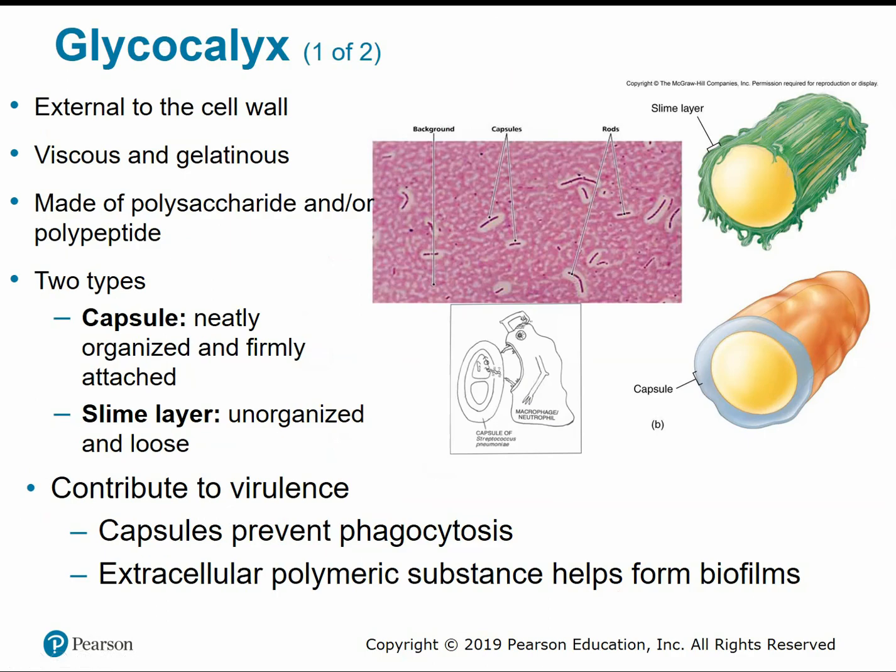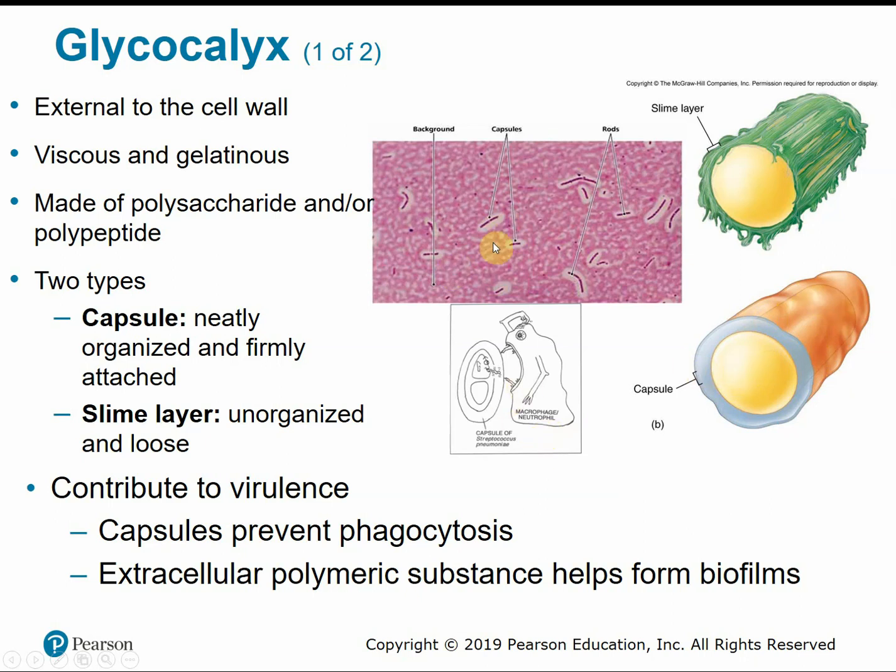Glycocalyx is external to the cell wall, similar to the glycocalyx we saw with eukaryotic cells. It's that same sugar coat. But in prokaryotes, it can have a different function. In some prokaryotes, glycocalyx may become viscous and gelatinous and form a slimy layer to help with biofilms. A capsule glycocalyx would be a more structurally organized, firmly attached glycocalyx that forms a hardened protective layer around the cell. These capsules can help prevent phagocytosis and enhance virulence.